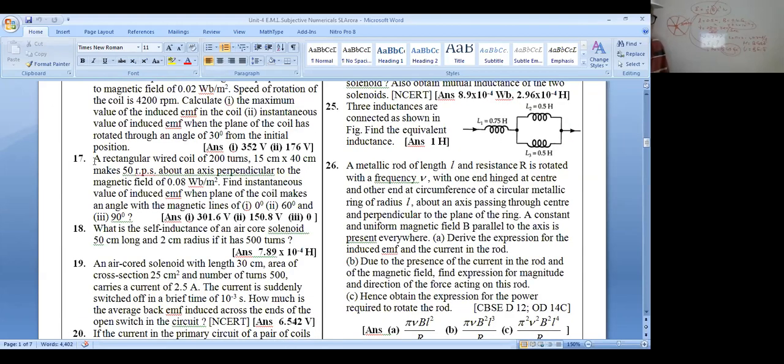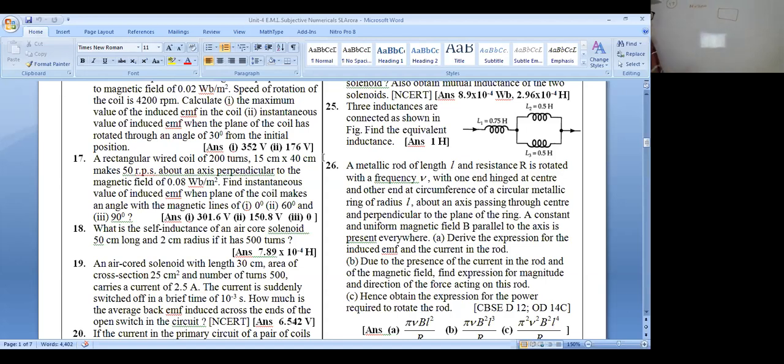Just go through question number 17. A rectangular coil of 200 turns. Size is given, 15 by 40. It is a rectangular coil, and the number of turns here is 200.